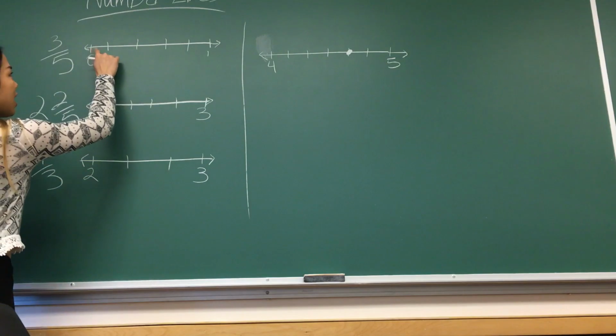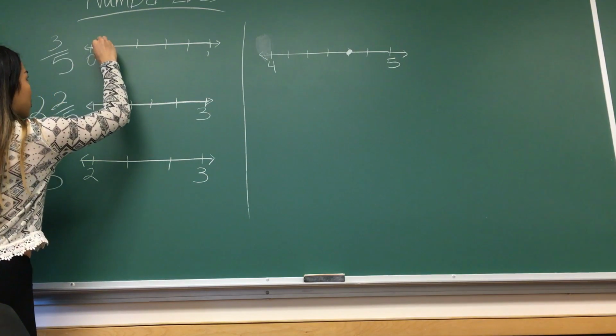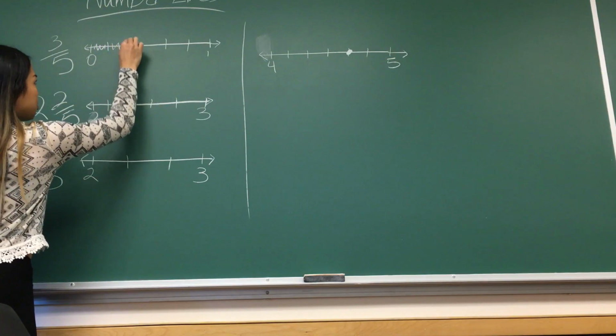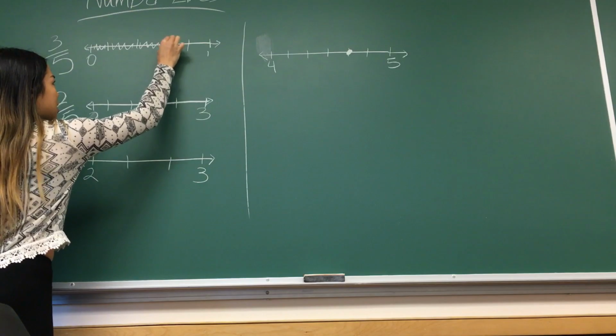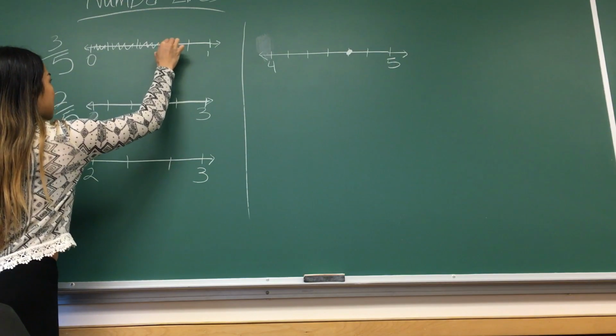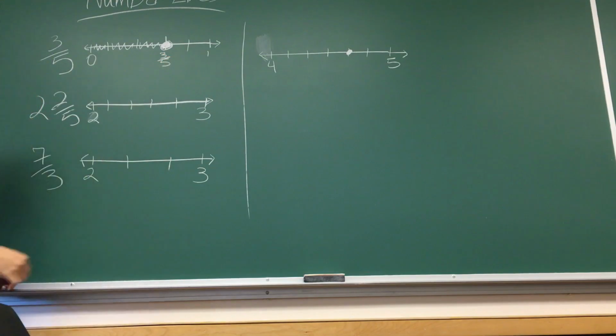So that means you have 1, 2, 3. And this is where we're going to put our indicator showing that this is where 3 over 5 is. That's it for that one. So let's go to the next one.